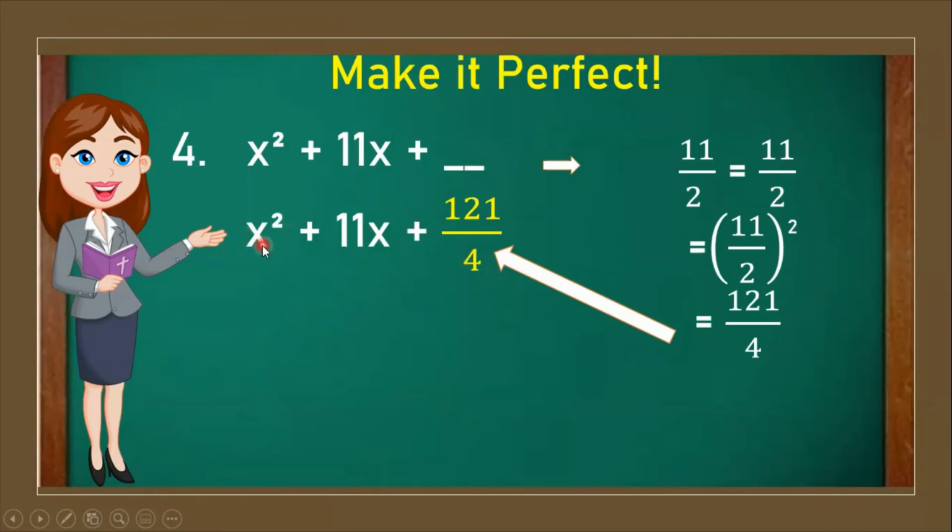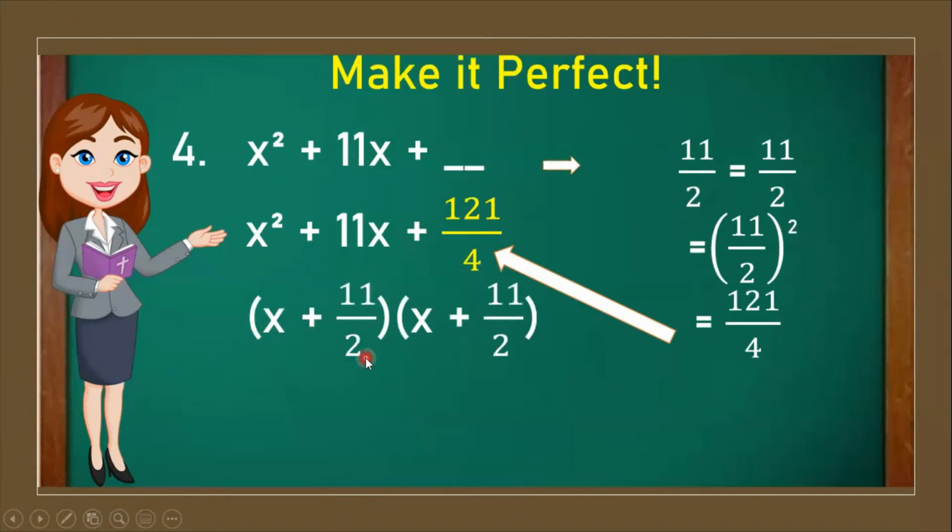So this is now a perfect square trinomial, and let us get the square of the binomial. And that is the quantity x plus 11 over 2 times the quantity x plus 11 over 2. That will be the square of the binomial. Then we will write that as x plus 11 over 2 quantity squared. So these are now the answers.